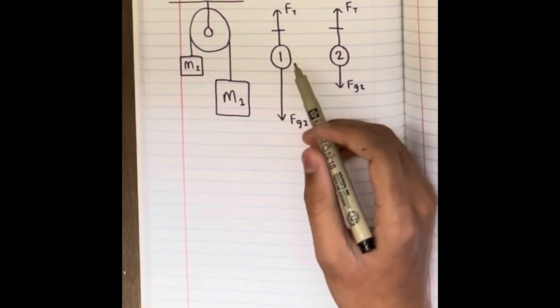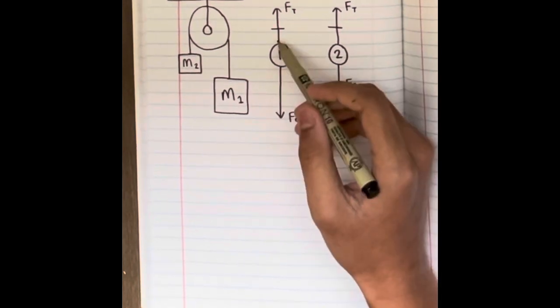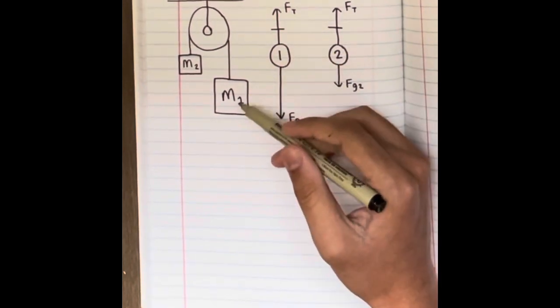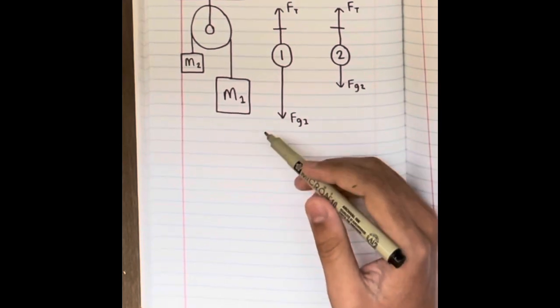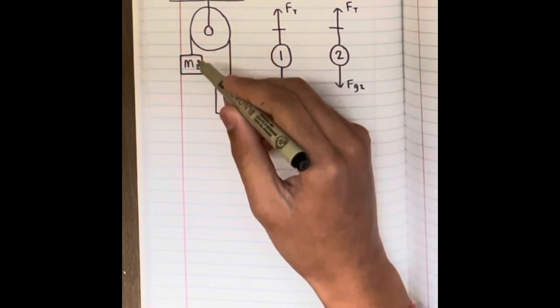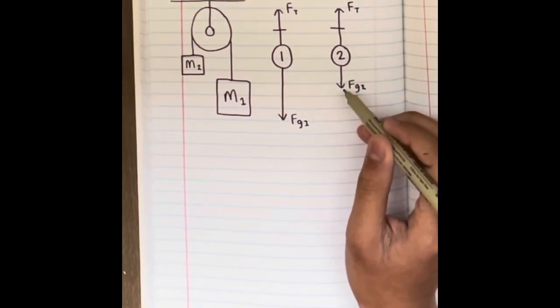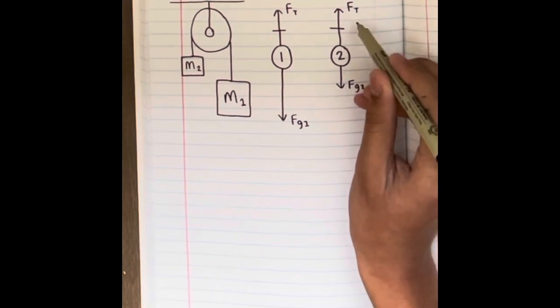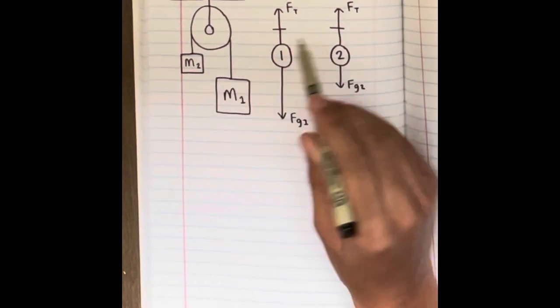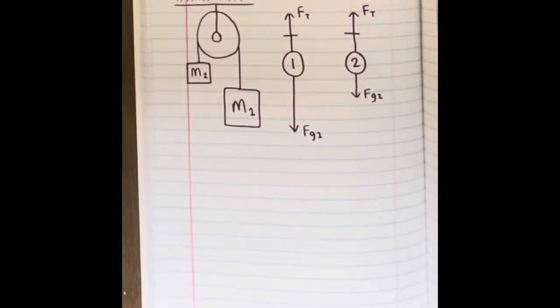So we have two free body diagrams here. For mass 1, the force of gravity has to be bigger than the force of tension for block 1 to fall down, right? But for block 2, the tension force stays the same for all the masses, but the force of gravity has to be smaller than the force of tension for the block to be pulled up. So let's derive an acceleration for the system.